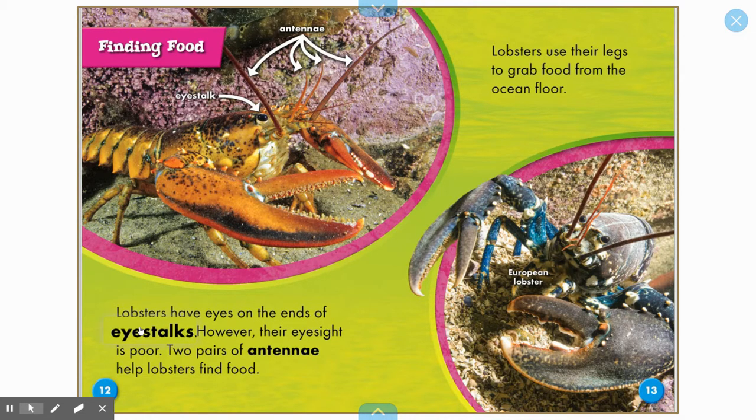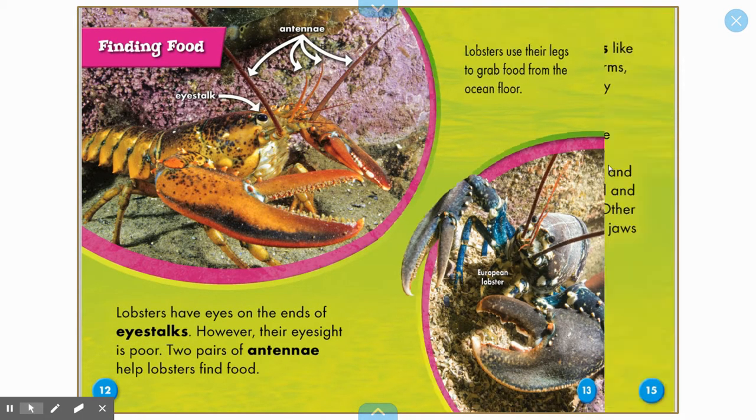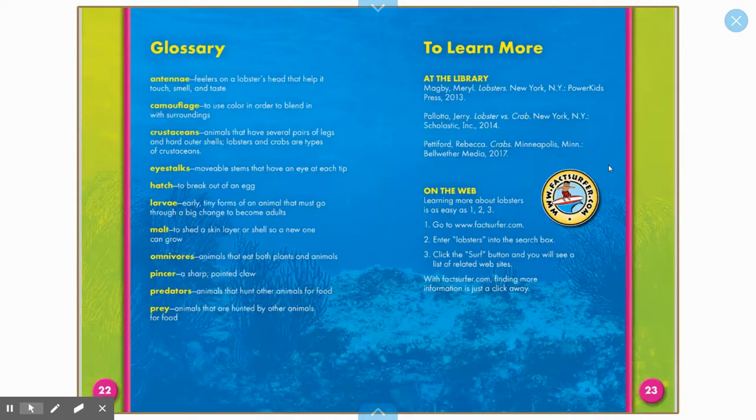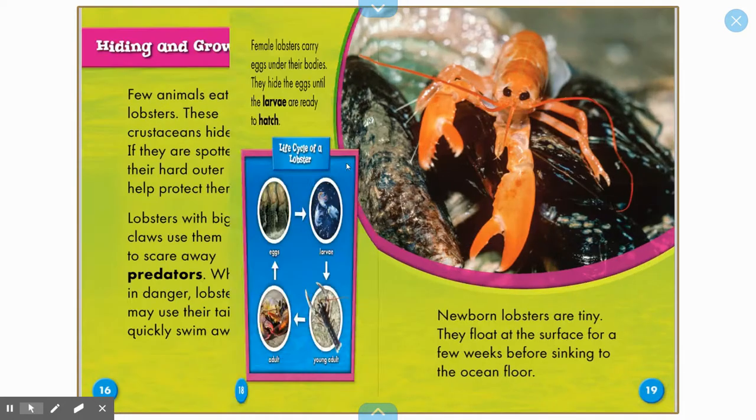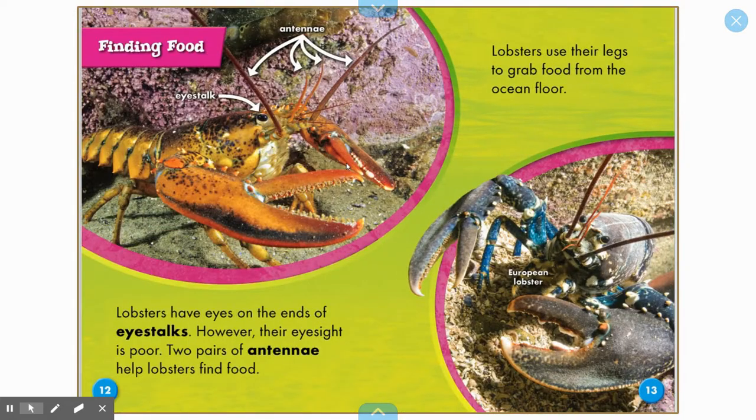Now, in that paragraph, I don't know what eye stalks is. This word is bolded, so I could go all the way to my glossary and find the word eye stalks, which tells us it's a removable stem that has an eye at each tip. I didn't know that. So now I'm going to go back and continue reading.